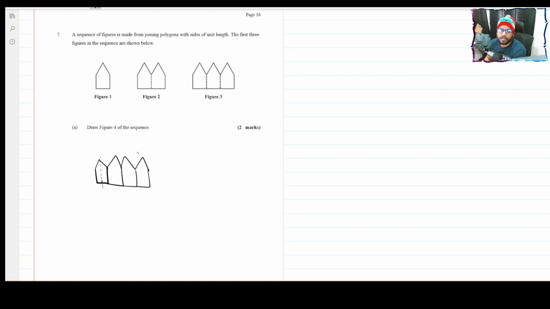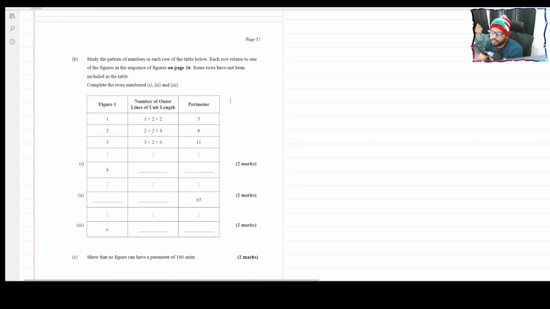Alright? So my figure will not be as accurate as it should be, but you will lose marks if you don't follow the pattern in these questions, right? Having the pattern down is one thing. Another thing is having the measurements or the dimensions correct.